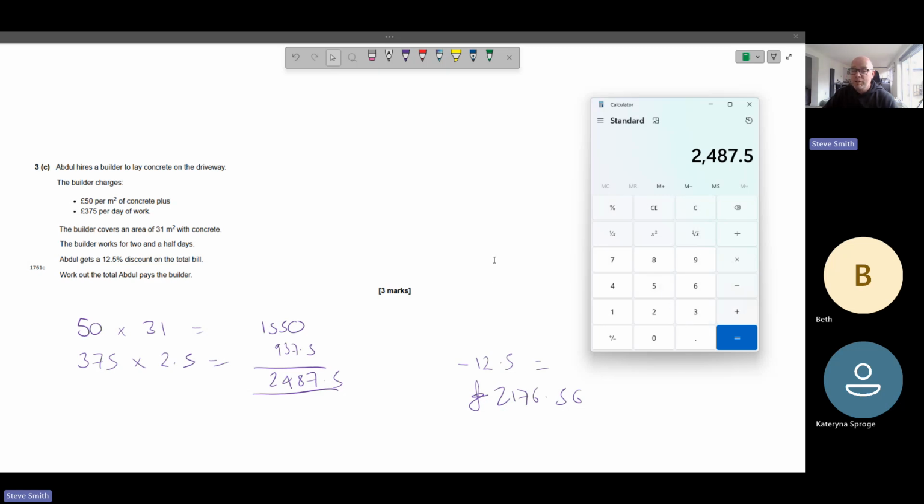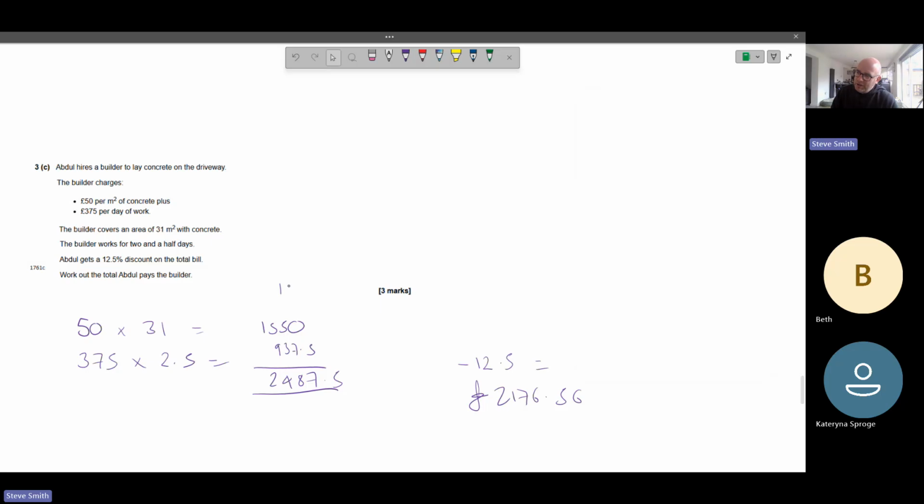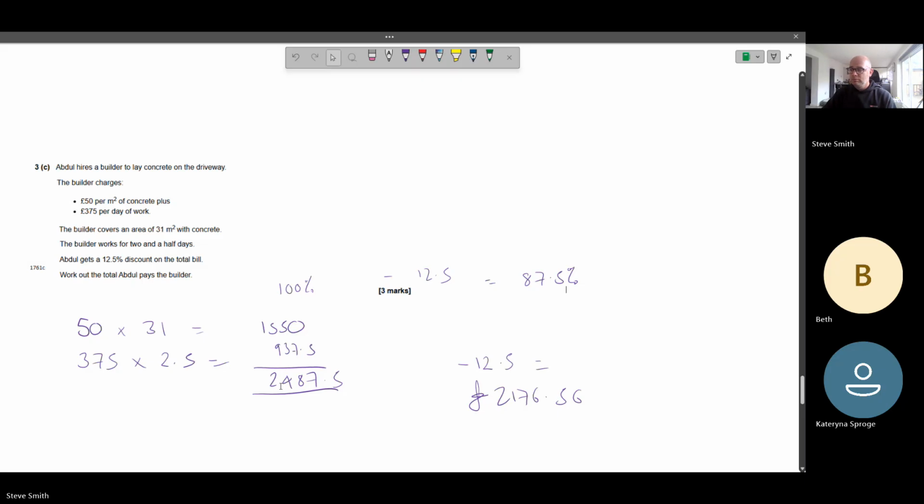If we weren't sure again about how to use a percentage button on a calculator, we had 2,487.5. There are 2 ways of doing this. There's divide it by 100 and times by 12.5 to get you 12.5%, and then take it off the amount. Or if you think logically, that's our 100% number again. If we're taking 12.5% off, then we're looking for our 87.5% number.